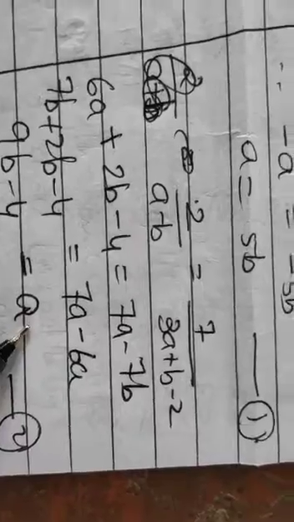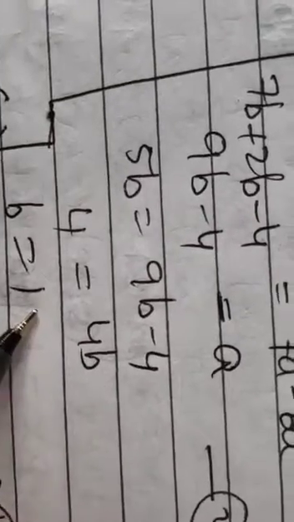Can I compare both these values? So in place of a, I can write 5b. So here 5b is 9b minus 4. So 4 is equal to 4b. So b is equal to 1. Once I get b value 1, I can put it over here. 5b. So a value will be 5. Got this full sum now, children?